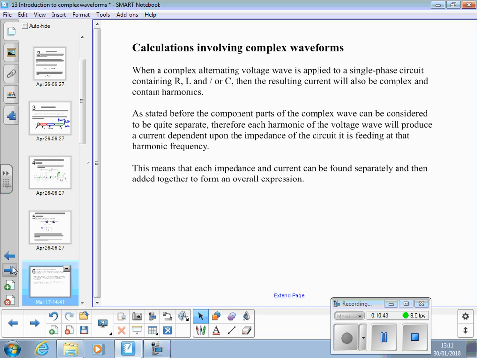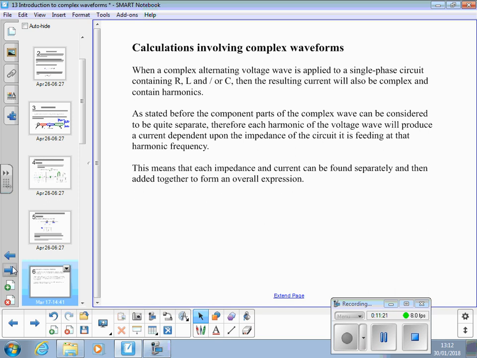As stated before, the component parts of the complex wave could be considered to be quite separate. So what we can do is calculate the circuit conditions for each of those 3 or 4 harmonic frequencies and amplitudes and add the results together to get an overall result. It's a bit like superposition, really. It's like having 3 sources in the circuit all added together. You consider each one separately and then perhaps what they combine together to make as well.